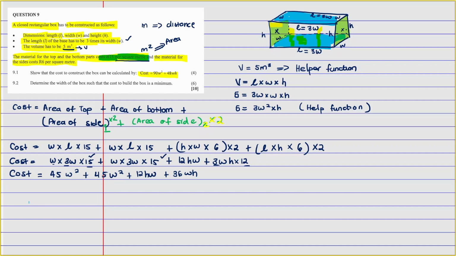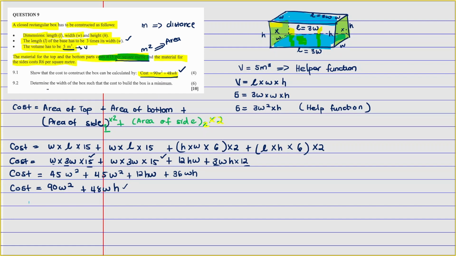So it's going to be 45 plus 45, which is going to give me 90. So cost here is going to be equal to 90 W squared. Then here we're going to have 12 plus 36, which is going to give me 48. So this is going to be plus 48 WH. Do you see that it's exactly what they wanted? We got it. That's the cost. So now we have found the first one.